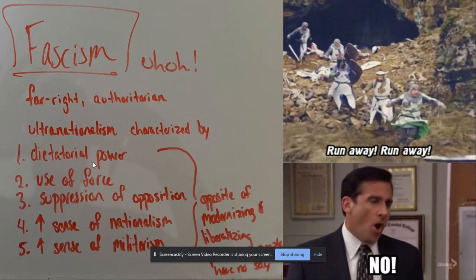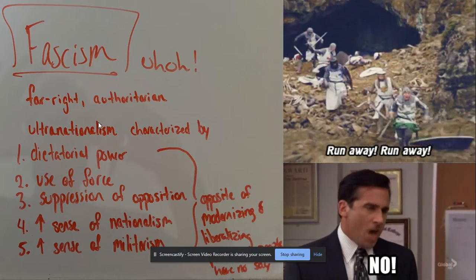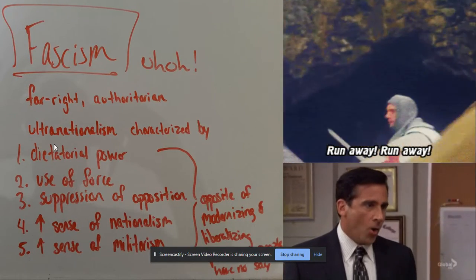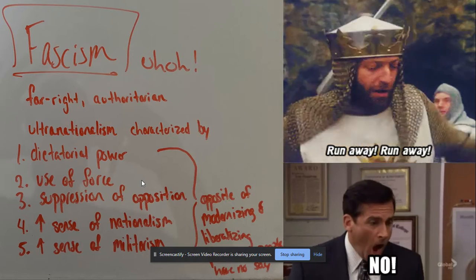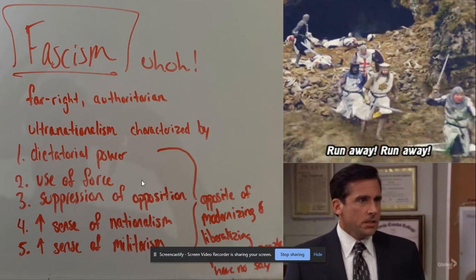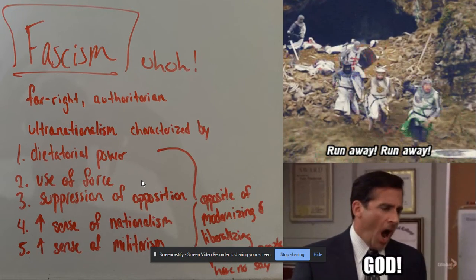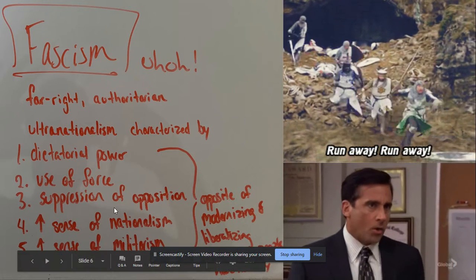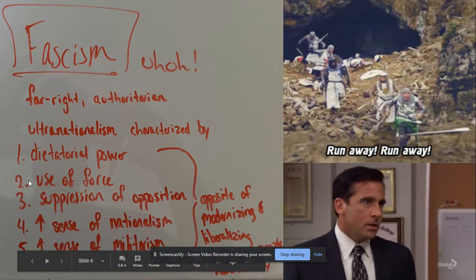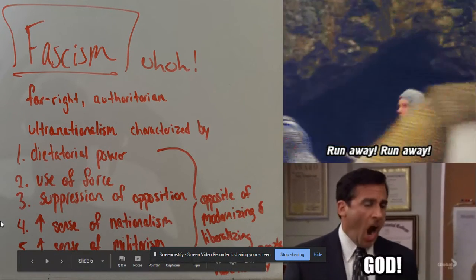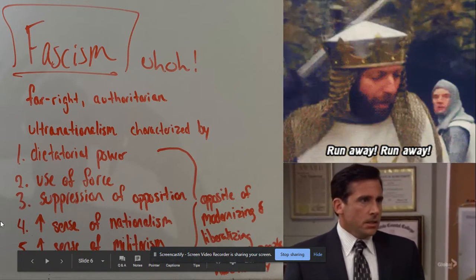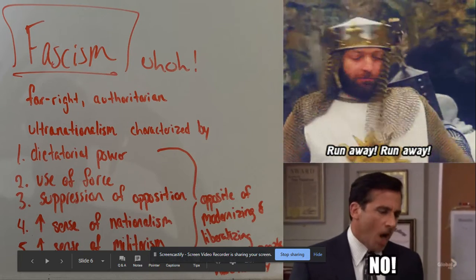Now, this happens on both the right and the left. However, this is definitely a central component of fascism. The next is the use of force, using your police force, your militaries to control the public and to control the media. The next is the suppression of all opposition. This is very similar to step two, but it's making sure that nobody's speaking out against your group, right? That you get to say what you want, when you want, how you want, all right?